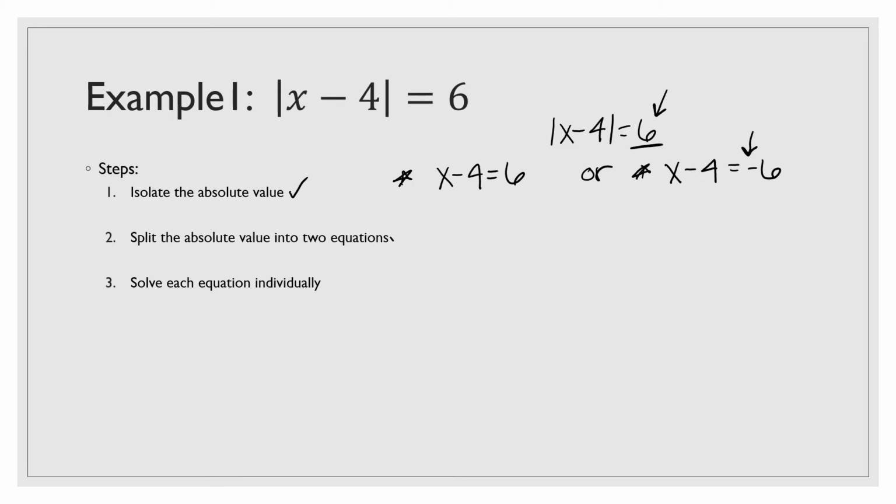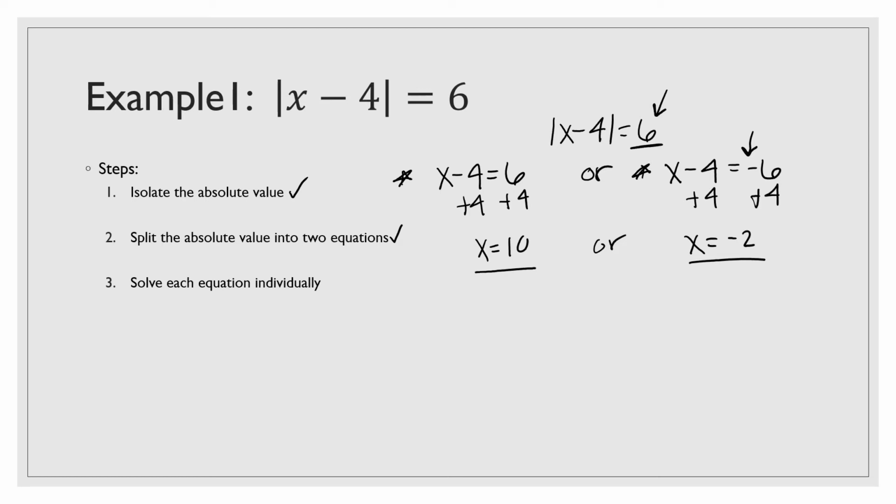So now that we have split the absolute value into two equations, we can go ahead and solve each of those equations individually. To do this, we want to add 4 to both sides, and that'll be the same for both of those equations. And then we can simplify. We'll get x equals 10 or x equals negative 2. So these are our two answers, solutions to the absolute value equation.